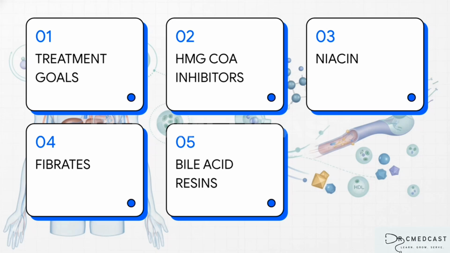Okay, so here's how we're going to break this down. We'll start with the why, the treatment goals. Then we'll dive into the how, going through each major drug class, starting with the most important ones first: the statins, then niacin, the fibrates, and finally the bile acid binding resins.